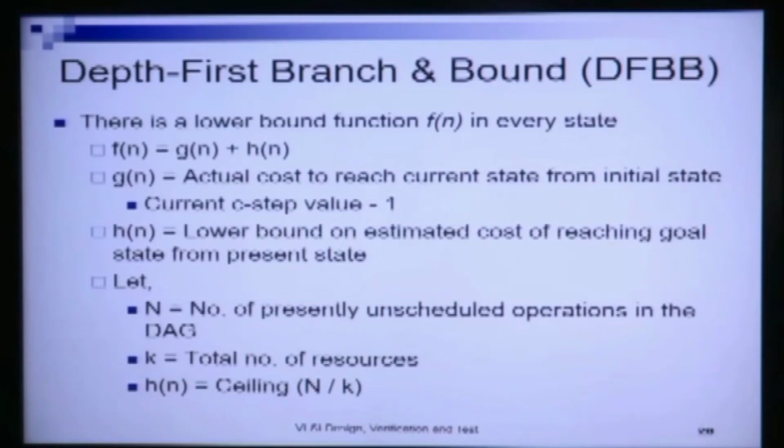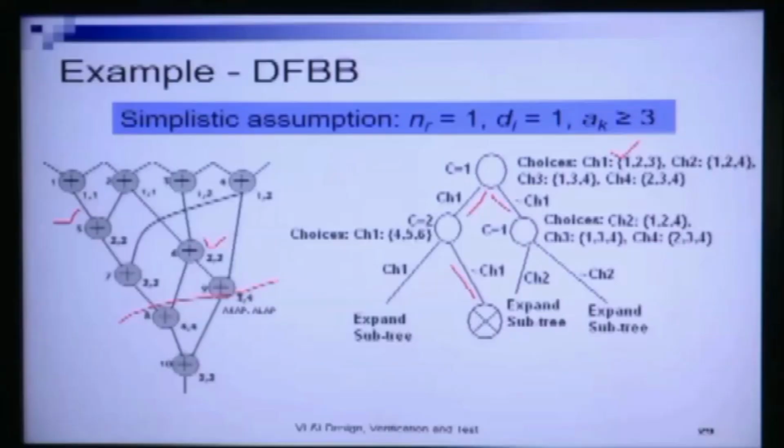So we said that Gn is the actual cost to reach the current state from the initial state, and Hn is given by ceiling n by k. What is ceiling n by k? N denotes the number of presently unscheduled operators and k is the number of resources. So n by k tells me the minimum amount of time that I will require to schedule the rest of the nodes. This is how the solution will progress.